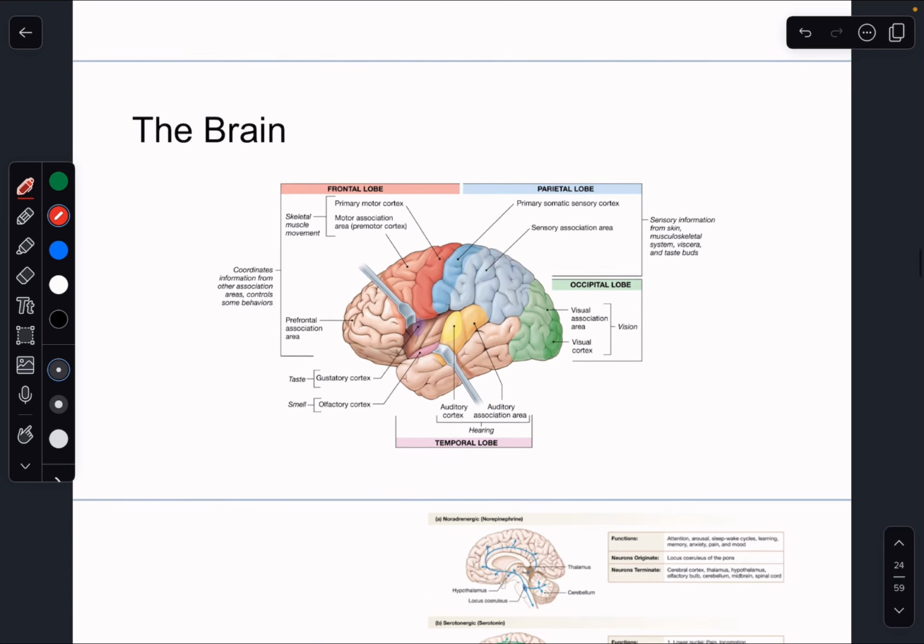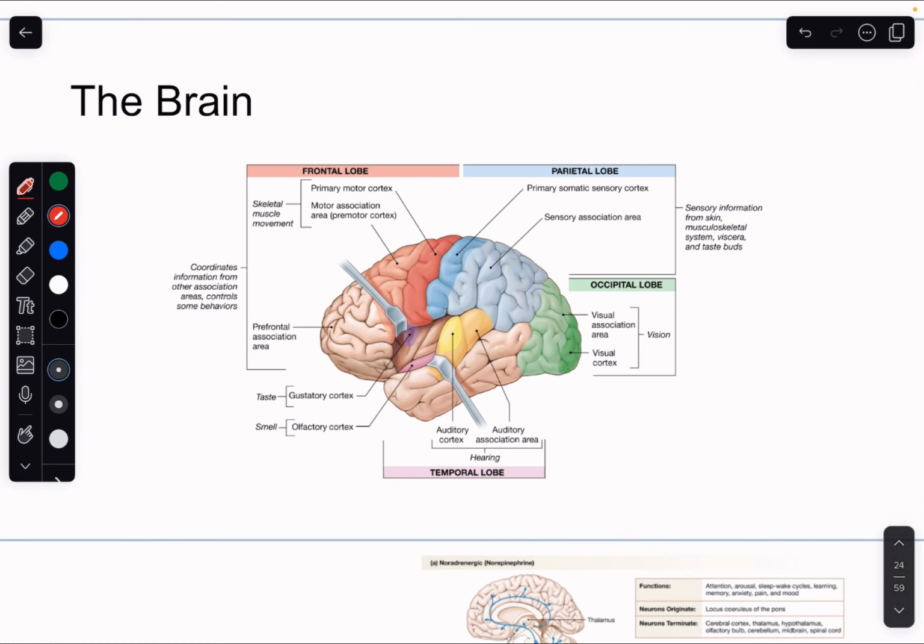All right, going over the brain now. We have to distinguish the lobes of the brain. So basically the front portion of the brain right here is the frontal lobe. And then in the middle, right here, that's the parietal lobe. And then at the back of the brain, it's the occipital lobe. And then kind of on the side of the brain, that's the temporal lobe. And each lobe has its own function.